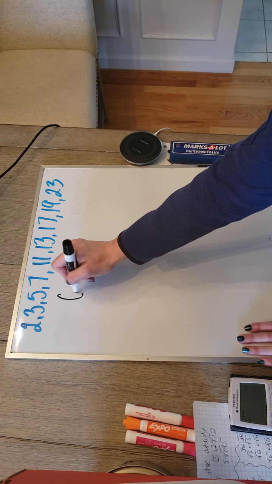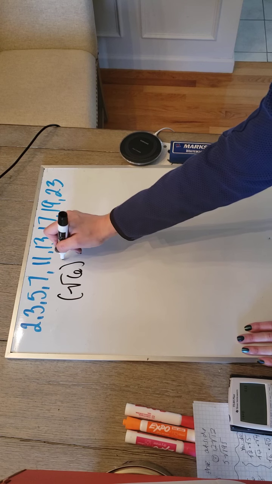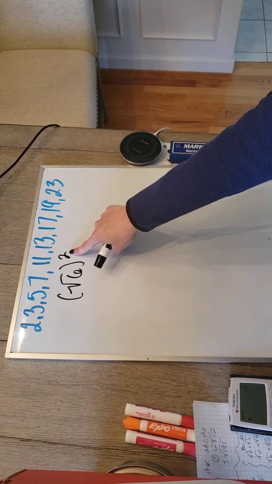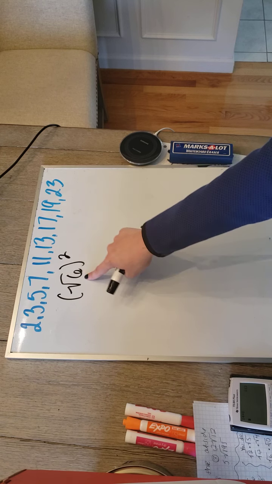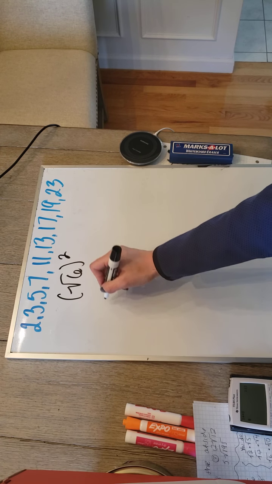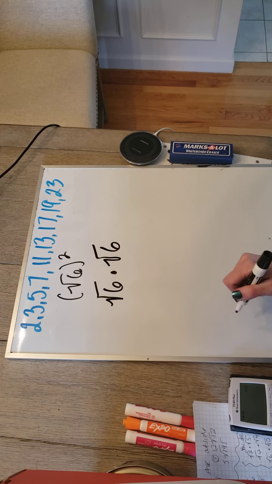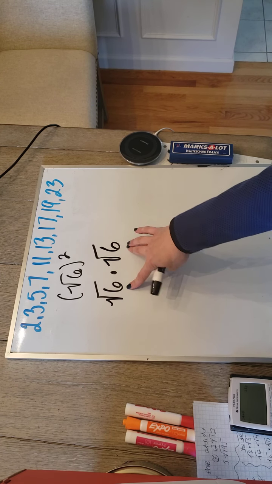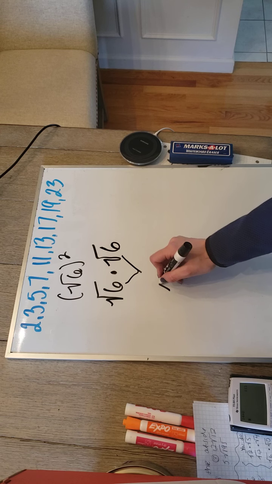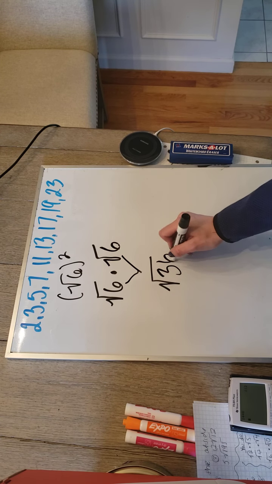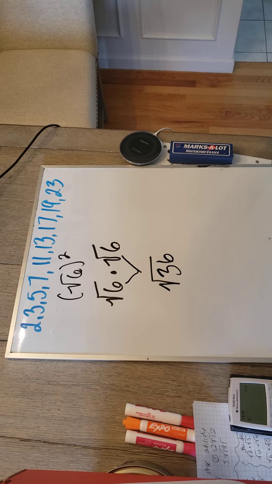Say we had the square root of 6 squared. Again, this squared tells you you're multiplying this number by itself twice. So the square root of 6 times the square root of 6. You know, when you're multiplying radicals, you just multiply the numbers. 6 times 6 is 36. You should automatically know the square root of 36 is 6.